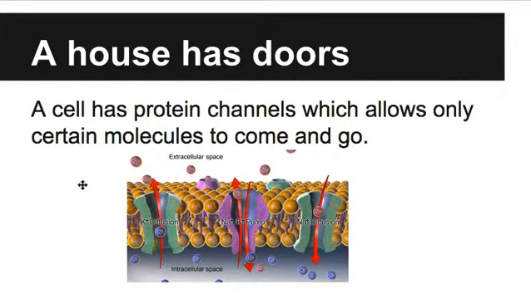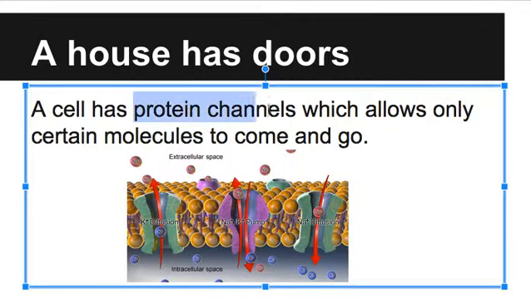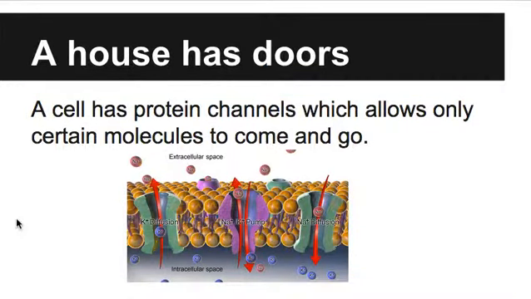Alright, now just like your house, the cell has doors. A cell has things called protein channels, which allow only certain molecules to come and go. When we're talking about a channel, we're talking about a pathway. Only certain molecules can come and go. So think of these like little doors in the house that allow the molecules in and out. And that's all part of the membrane.